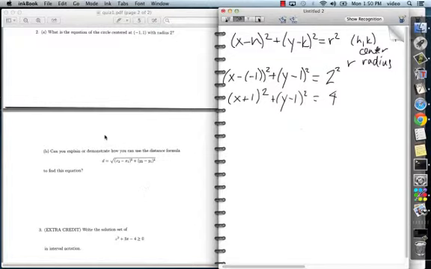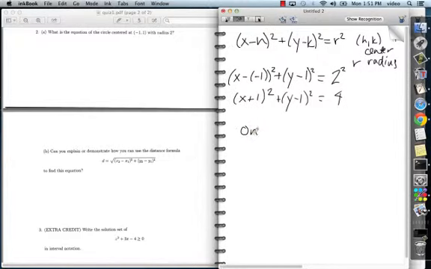Now, can you explain or demonstrate how you can use the distance formula to find this equation? All I was looking at is that you recognize that the circle is defined to be all points that are the radius distance, so distance 2, away from my center. Let's write down what I just said. Any point (x, y) on the circle satisfies that the distance is 2.